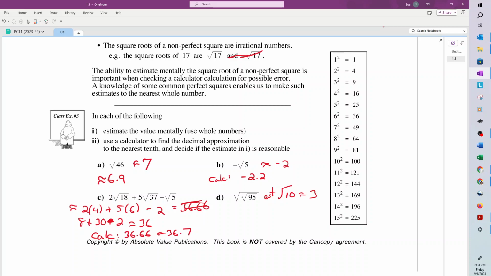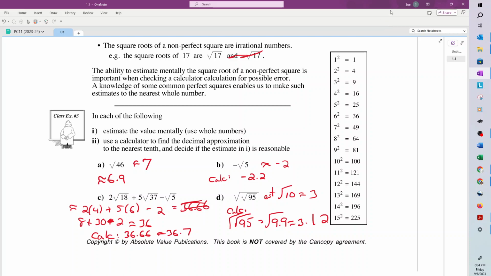approximately 3. And then with my calculator, I get the square root of 95 is approximately 9.9, and the square root of that is about 3.12. Okay, I hope that made some sense to you. And then, were these estimates reasonable? Yeah, they were all pretty close to what we got using the calculator.